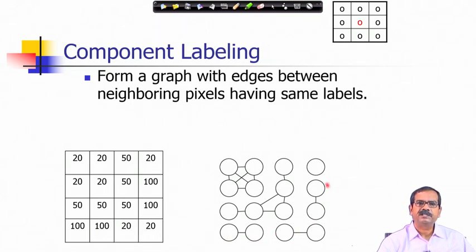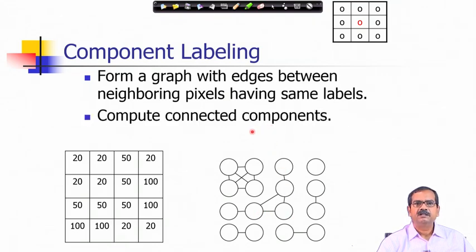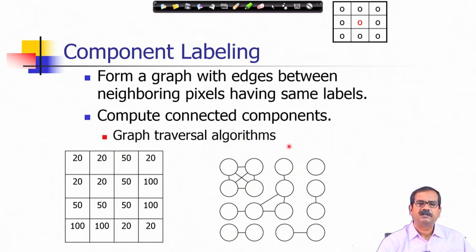So, it gives a graphical representation of this particular image following the neighborhood definitions. Now, your task would be to find the components of this graph. You can use any graph traversal algorithm like breadth first search or depth first search, by which you can find each component and declare it as a segment.